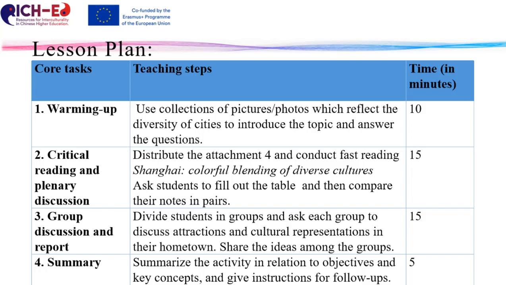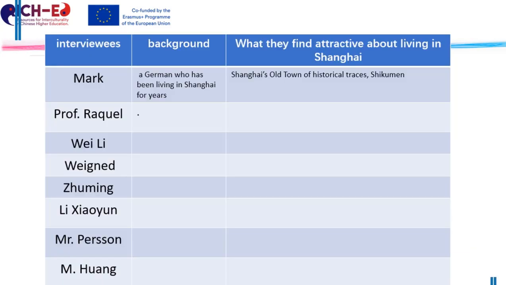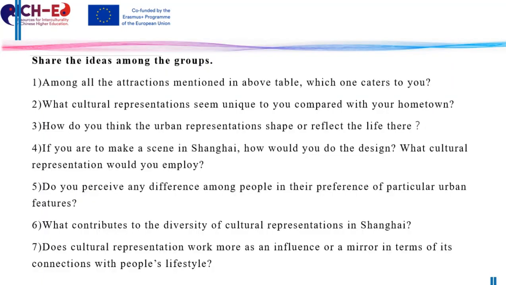Then you will find a table, and you may ask students to write down the background of each interviewee, and call students' attention to the nationality of the interviewees, how many years they have been staying in Shanghai, and what they find attractive about living in Shanghai. Encourage students to compare their notes in pairs and guide them to analyze how people with different cultural backgrounds view life in a metropolis.